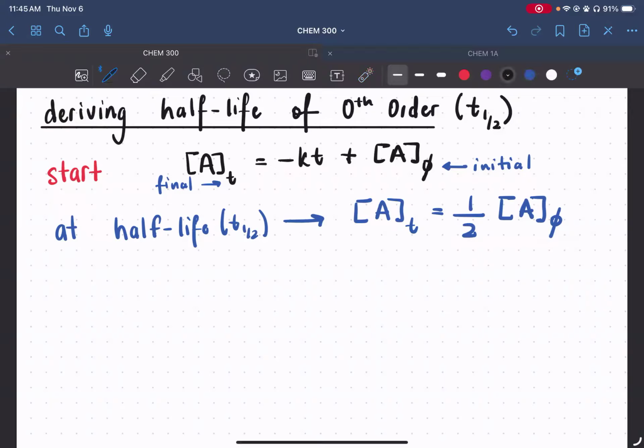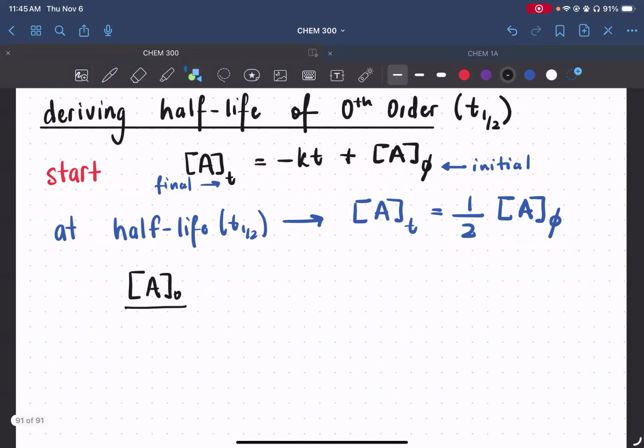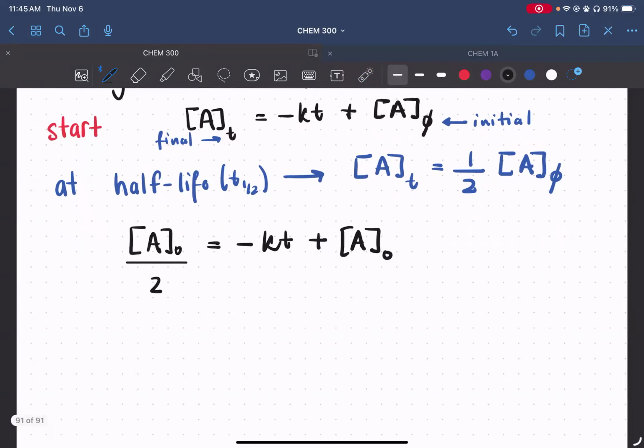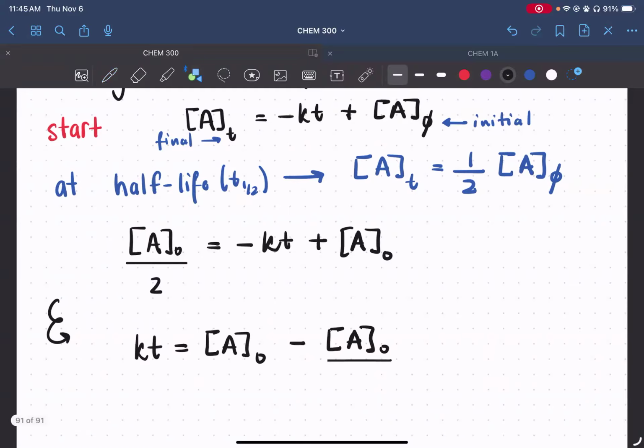We can then plug this into our equation. We can say that this is equal to A naught over 2 is equal to negative KT plus A naught. We can rearrange this equation to say KT is equal to A naught minus A naught over 2.